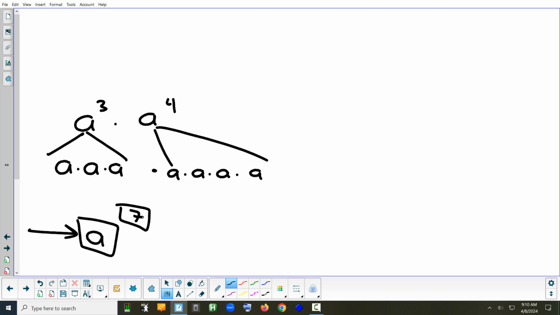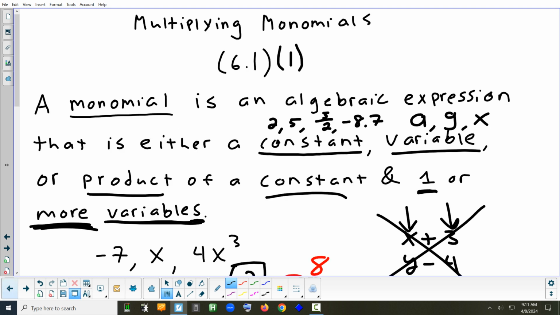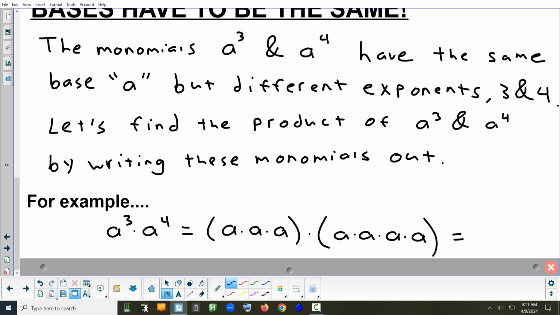If you look at the original problem, what were the 2 original exponents we started with? 3 and 4. We started with a 3 and a 4. How can you get a 7 from a 3 and a 4 without writing it all out like that? Adding. Add them, exactly. And that's the rule when you want to multiply 2 monomials with the same base. You take the 2 exponents and you add them up. And you take the base and you copy down exactly what it was originally. Yep, that's the rule. So let's write that down.